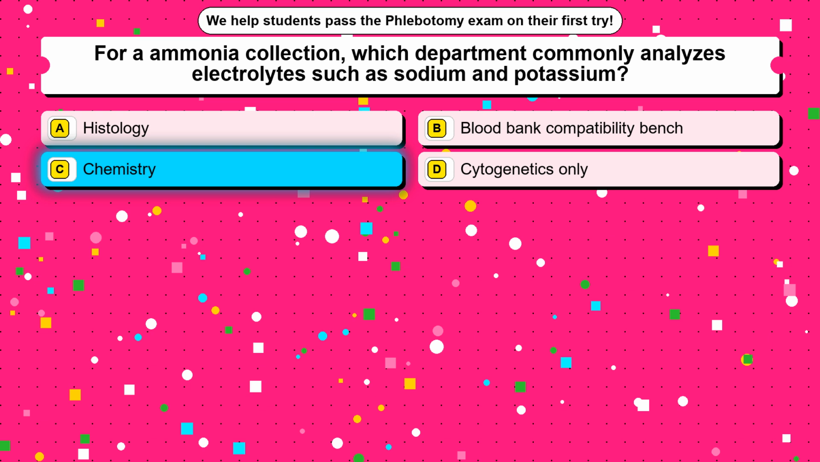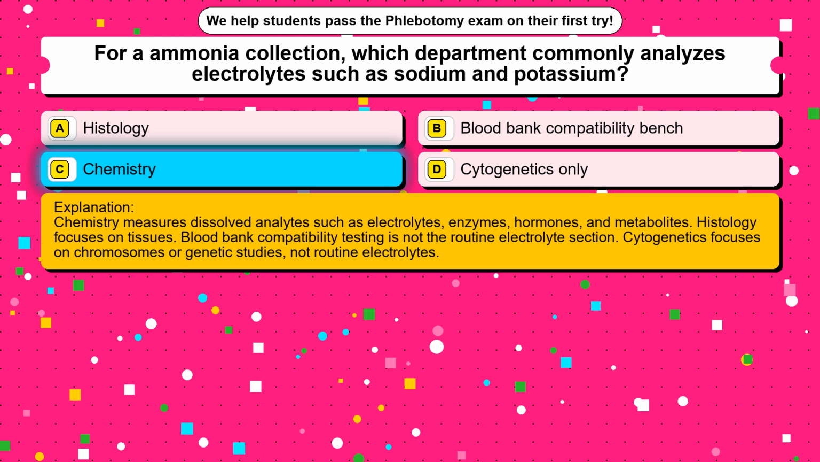Chemistry. Chemistry measures dissolved analytes such as electrolytes, enzymes, hormones, and metabolites. Histology focuses on tissues. Blood bank compatibility testing is not the routine electrolyte section. Cytogenetics focuses on chromosomes or genetic studies, not routine electrolytes.